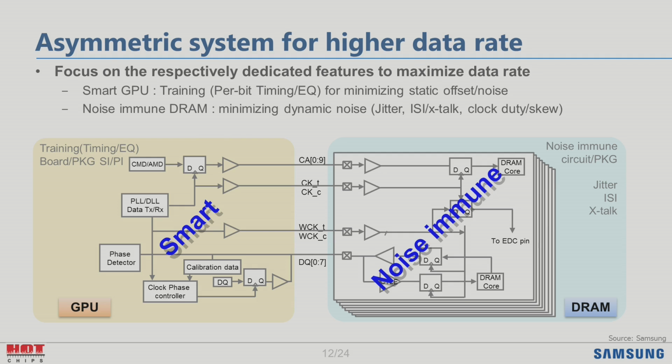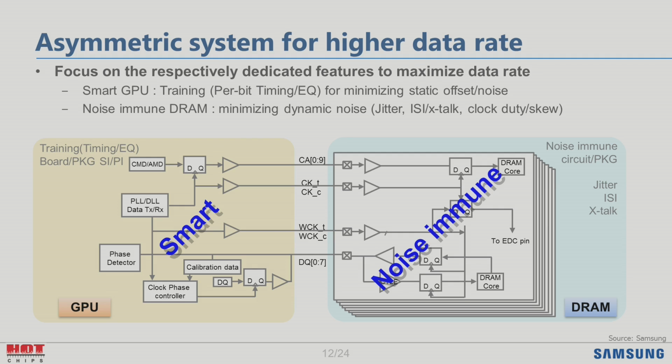In order to improve data rate, we have to focus on the respective dedicated features. This is the concept of asymmetric system. The SoC technology is good at the high speed, the logical and the functional feature. On the other hand, the DRAM is good at the capacity and the refresh function because of the transistor's own characteristic.